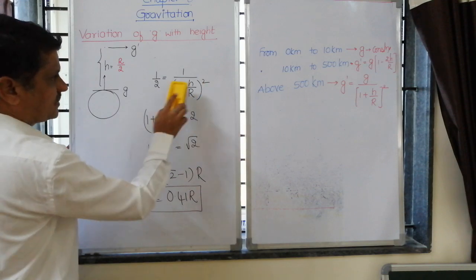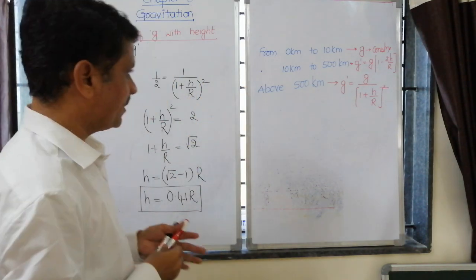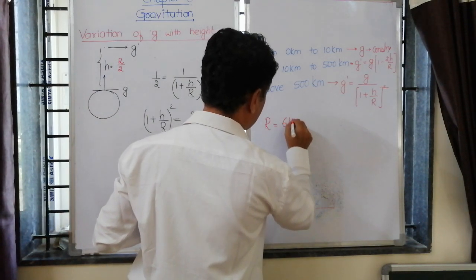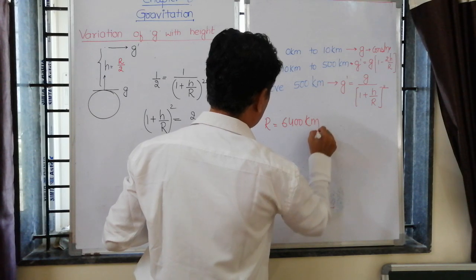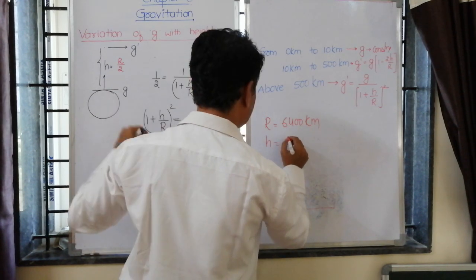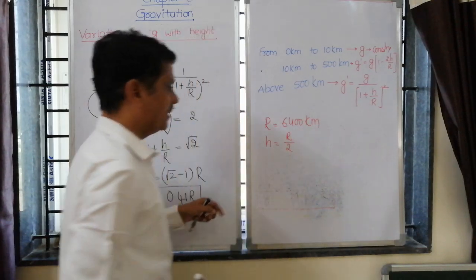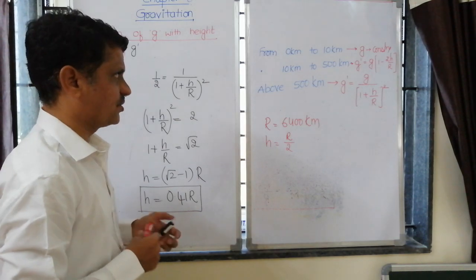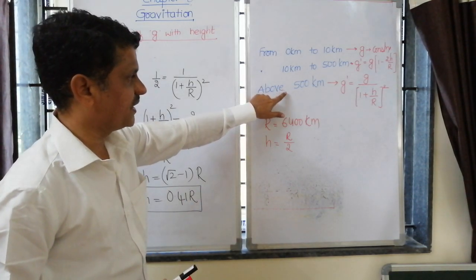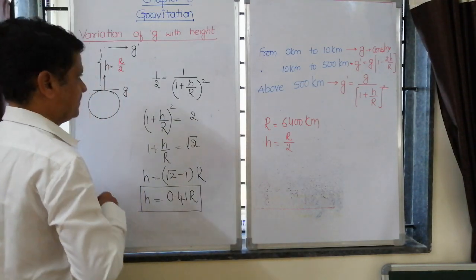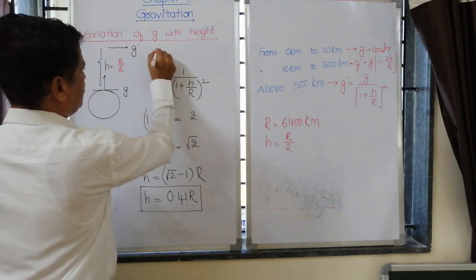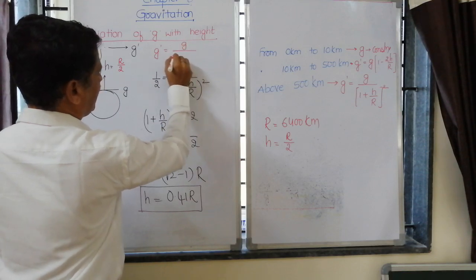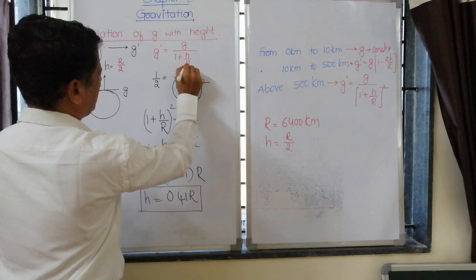Therefore I can use the second formula, right? Because again I can write here, radius of the earth is 6,400 kilometer. I said H is equal to half of the radius, means it will be 3,200. It's not small, it's large. Large means more than 500. We should use this, right? So G dash is equal to G divided by 1 plus H by R whole square.